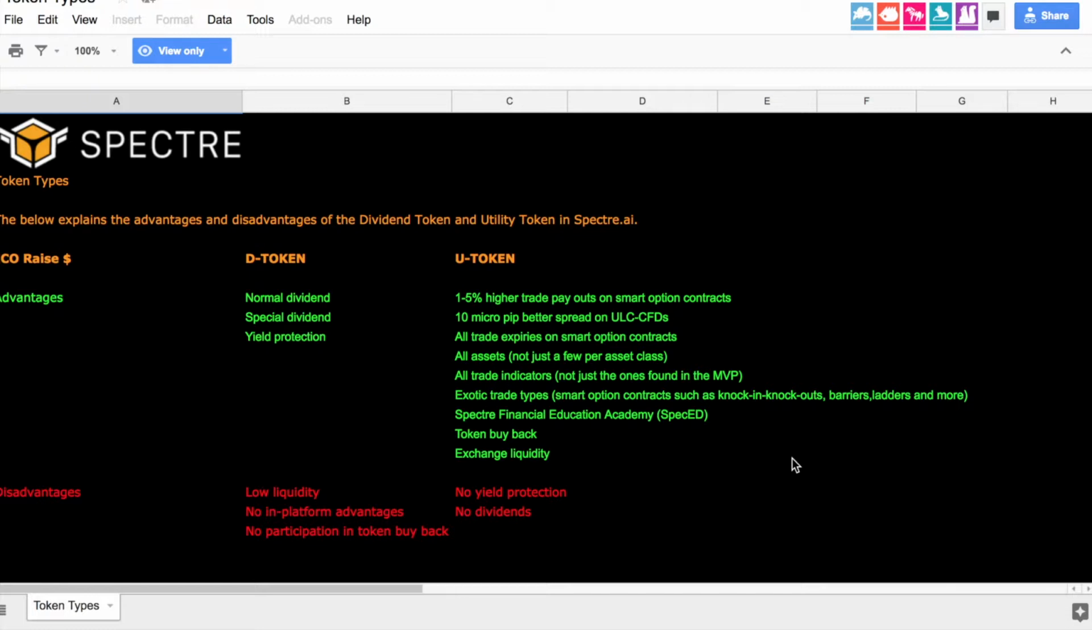The U token is the utility token. It has its own advantages and disadvantages. The list of advantages: a 1 to 5% higher trade payout on smart option contracts, where all trades expire on smart option contracts. Token buyback: they are eligible for the token buyback, which in turn is going to increase the price of the token. And of course, it would have much more liquidity because the plan is to list them on the bigger exchanges. On the other side, the disadvantage is that there is no dividend or yield protection for these tokens. So basically you have to choose what's your cup of tea.